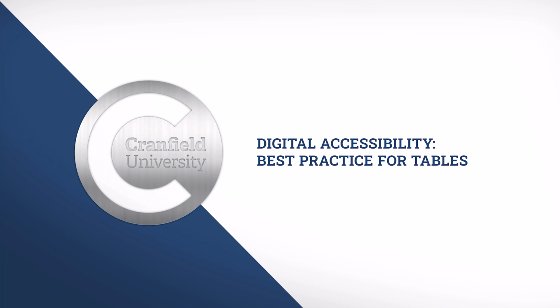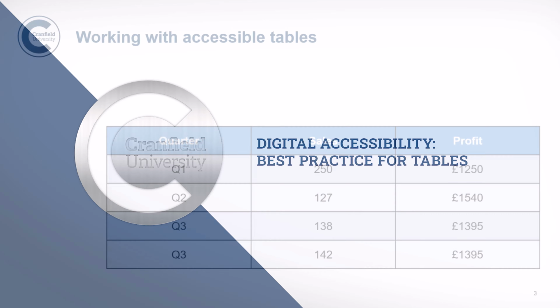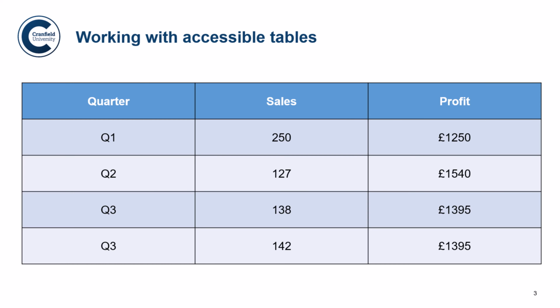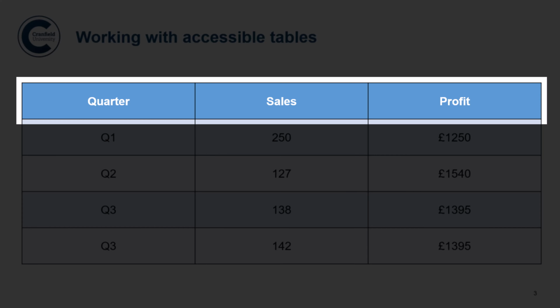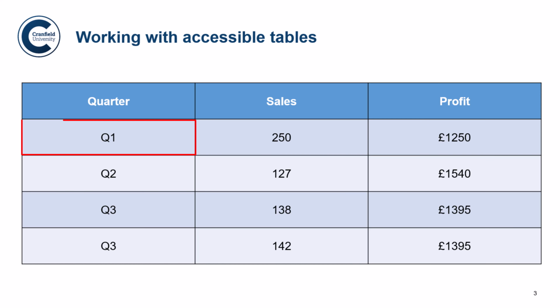In this video, we demonstrate how to create accessible tables in Microsoft Word and other applications. When creating an accessible table, the most important element is a clear header row. The header row contains the column titles and helps screen readers understand what each column represents. As the screen reader moves through the table, it can announce the relevant header for each cell. For example, if a cell contains 250, the screen reader can announce Sales 250, giving the user context.